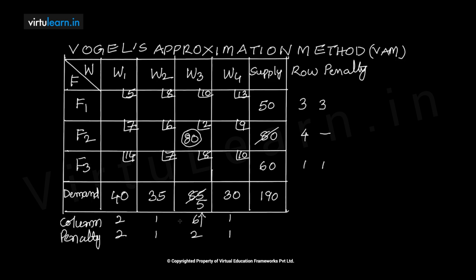Among these things, in the second iteration we have 3, 1, 2, 1, 2, 1. So among these 3 is the highest penalty. So we have to make allocation corresponding to this. So here we will observe where we can make maximum units of allocation with lowest cost. So 5 is the cell, the 5 cost F1 W1 cell, the lowest cost.